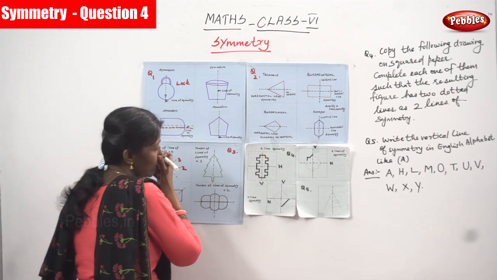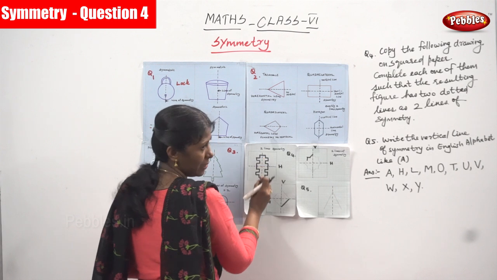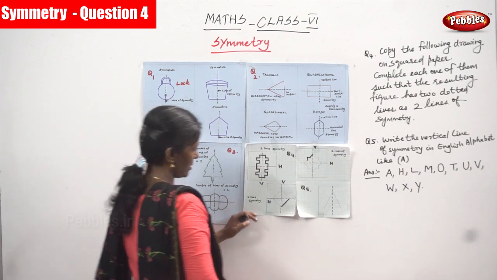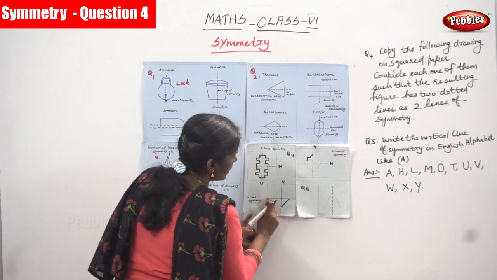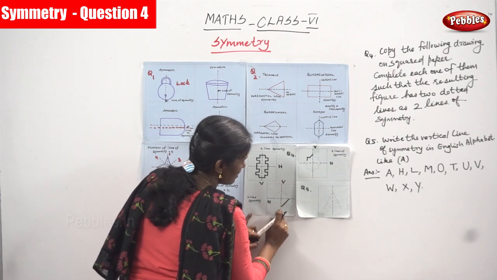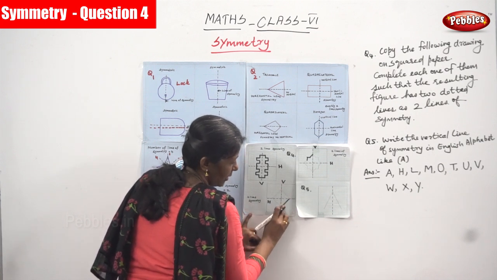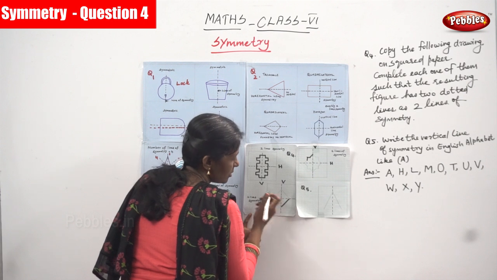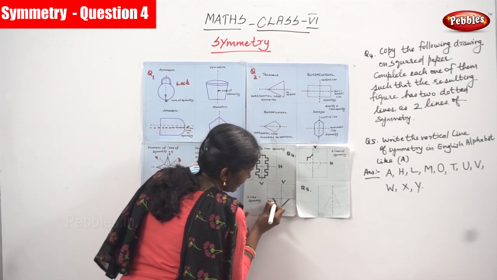That is what copy the diagram means, because I have drawn a little bit already. So now I complete the first one. The second one: this is the horizontal line of symmetry, this is the vertical line of symmetry. I have drawn only one line, so the remaining I have to copy and complete also.